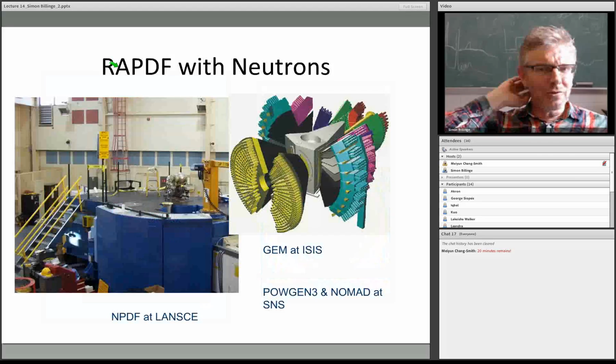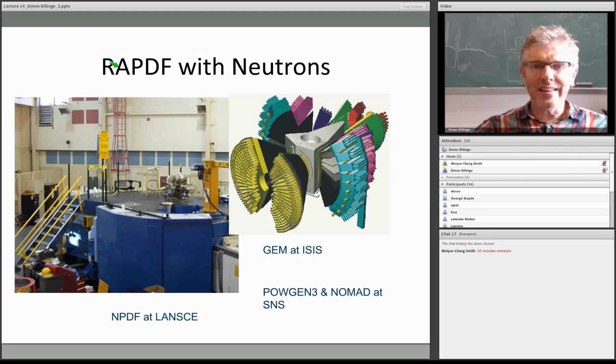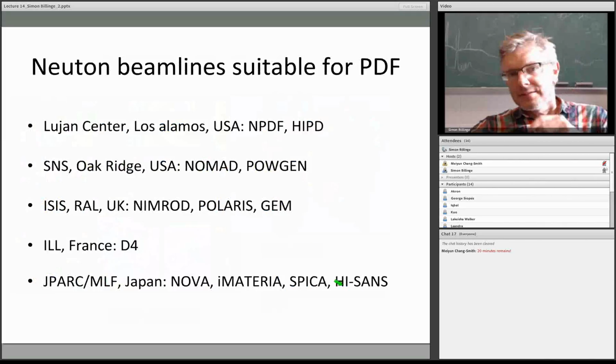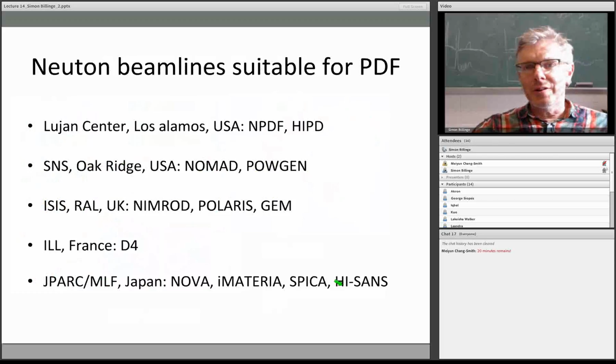For neutrons, the best way to collect data is using a spallation neutron source, and the reason is that this has epithermal neutrons giving you short wavelengths. Reactor neutrons are less good. Spallation neutrons are good, and very good instruments are NPDF at LANSCE, GEM at ISIS in the UK, and at SNS, NOMAD and POWGEN. Here's a more complete list of neutron beamlines suitable for PDF. Again, contact the instrument scientists to get more information.